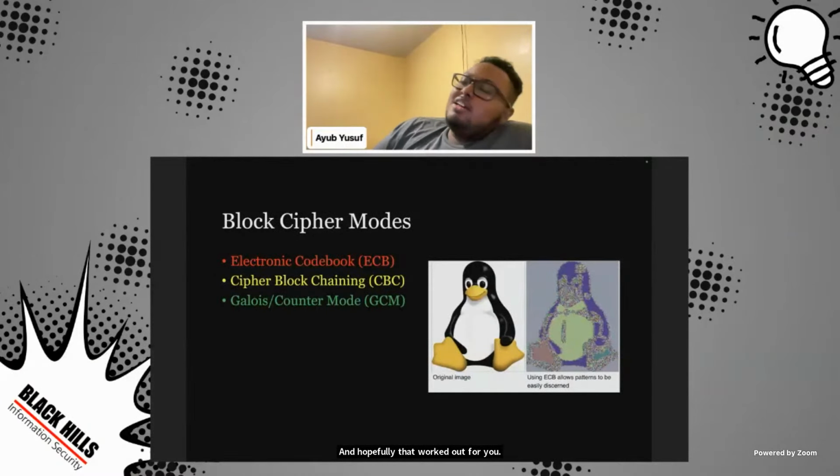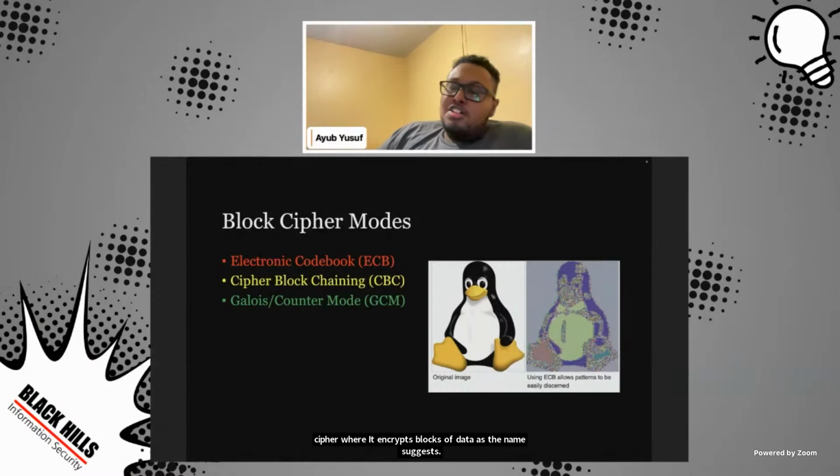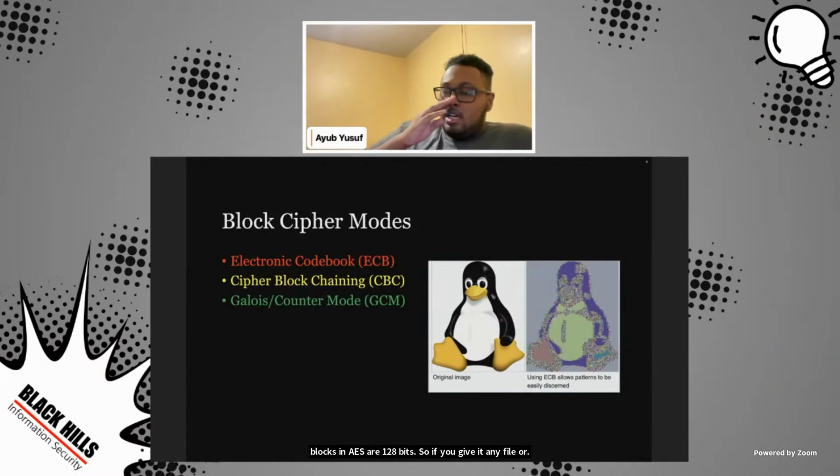So AES and DES are both block ciphers. And I know I didn't explain what that means, and I shall do that now. A block cipher is a cipher that encrypts blocks of data, as the name suggests. And blocks in AES are 128 bits. So if you give it a file that's more than 128 bits, and actually there are some other space restrictions, so it's a little less than that, it would have to use multiple of these blocks.